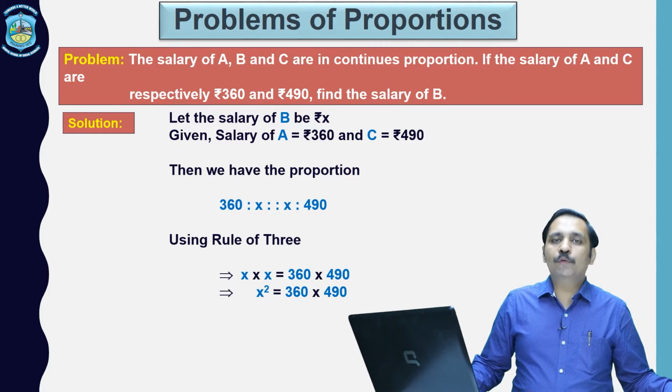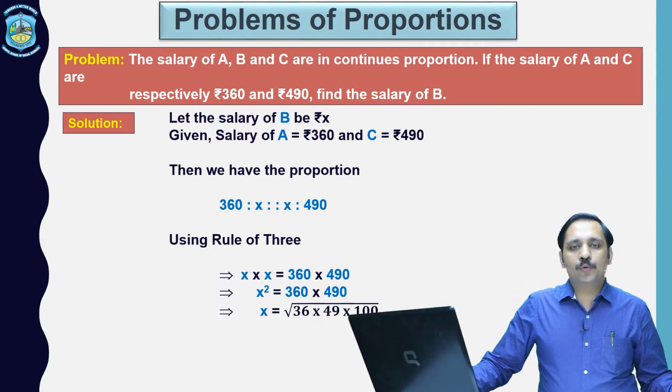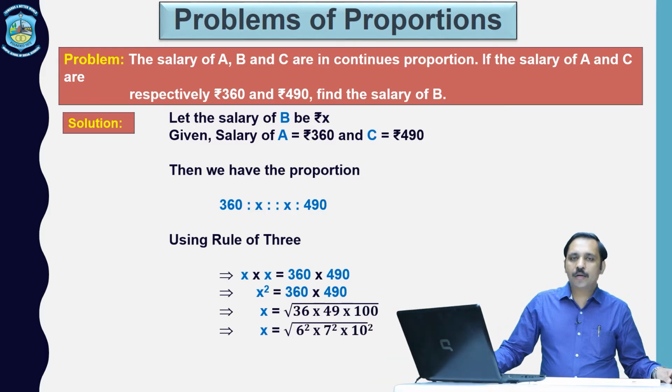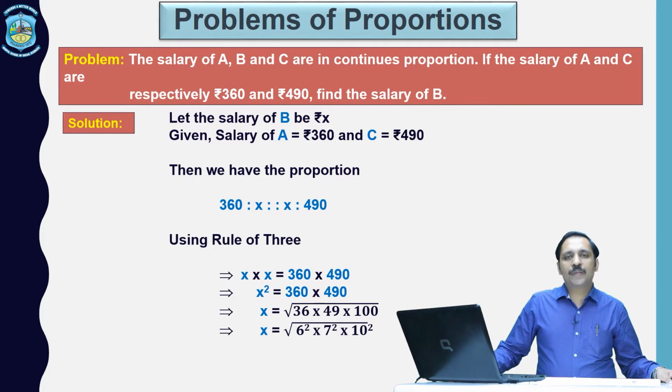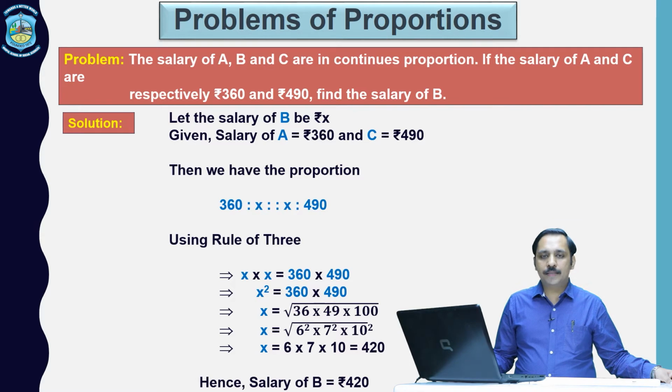We have to break it into factors so that we can easily do square root. The value of x is equal to under root of 36 into 49 into 100. We know that 36 is 6 square, 49 is 7 square and 100 is 10 square. If we take a square root, our answer is 6 into 7 into 10, that is 420. Hence, salary of B is equal to x and the value of x is 420.